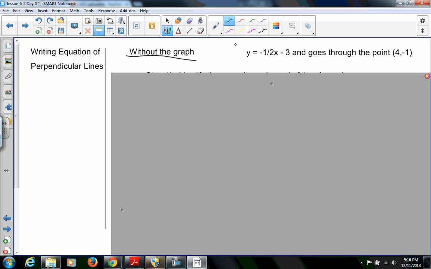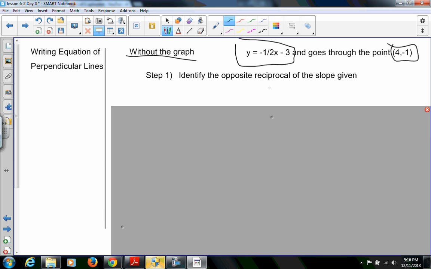Okay, so we have the same exact kind of equation here. Y is equal to negative 1/2 x minus 3, and I want that perpendicular line to go through the point 4, negative 1. I'm going to give you some steps here. Write them down. Pause the video if you have to, but here we go. The first thing is to identify the opposite reciprocal slope given. So my original slope is negative 1/2. My new slope is going to be positive 2, which again we can write as 2 over 1.